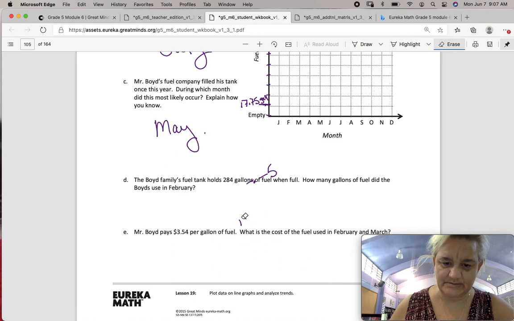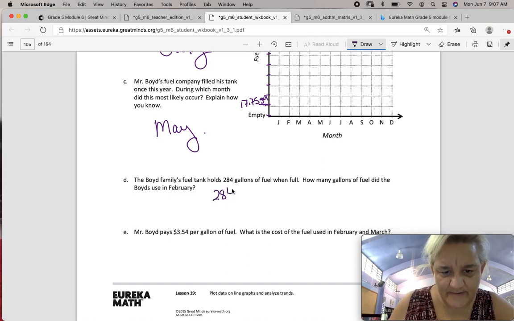So let me just rewrite this. 284 divided by 16 equals 17.75 gallons.